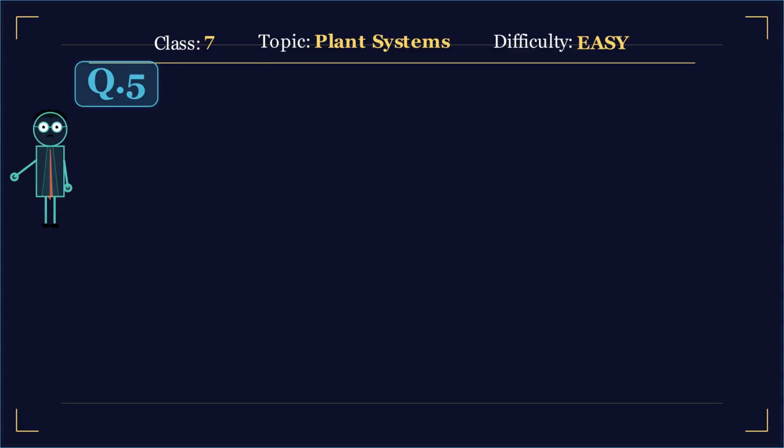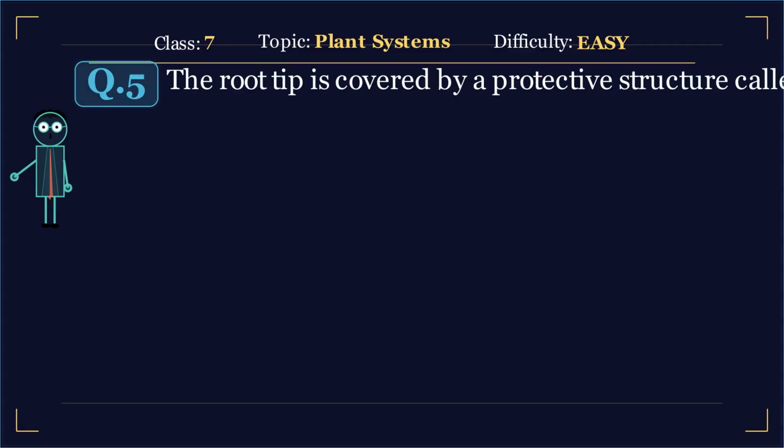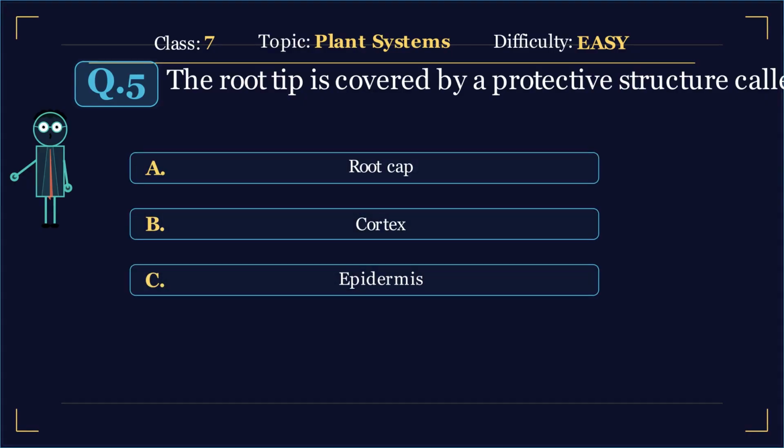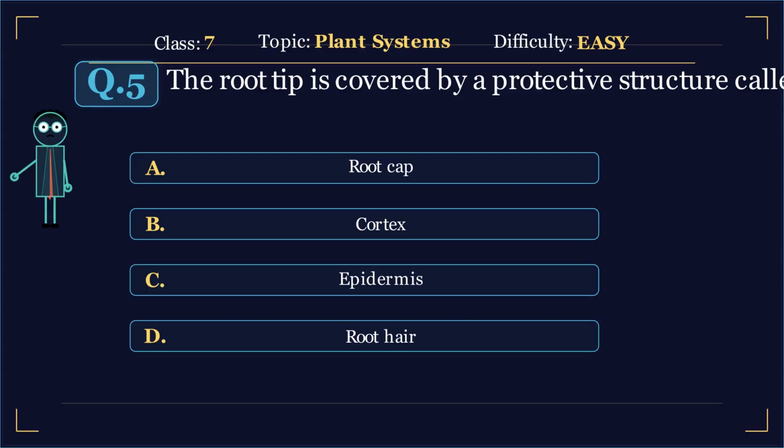Question 5. The root tip is covered by a protective structure called: Option A, root cap. Option B, cortex. Option C, epidermis. Option D, root hair. The correct answer is option A.